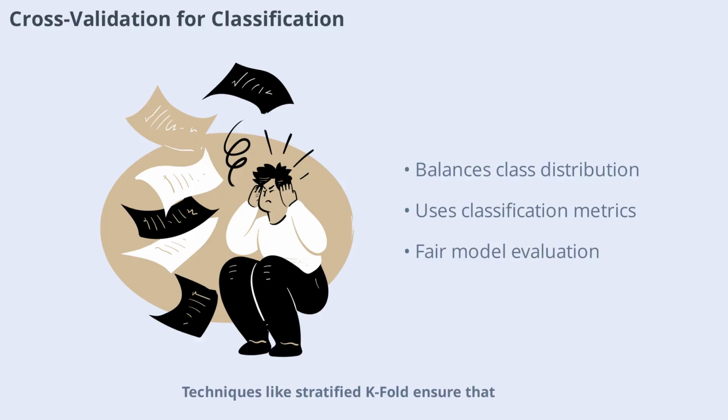Techniques like stratified k-fold ensure that each fold has a balanced class distribution, which is crucial for fair evaluation. Performance metrics such as accuracy, precision, recall, and F1 score are commonly used to summarize results across folds.